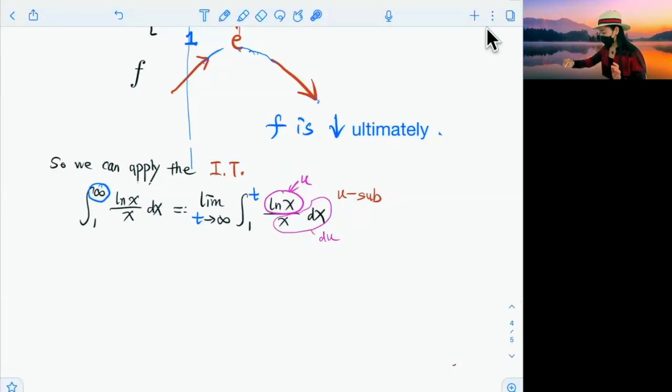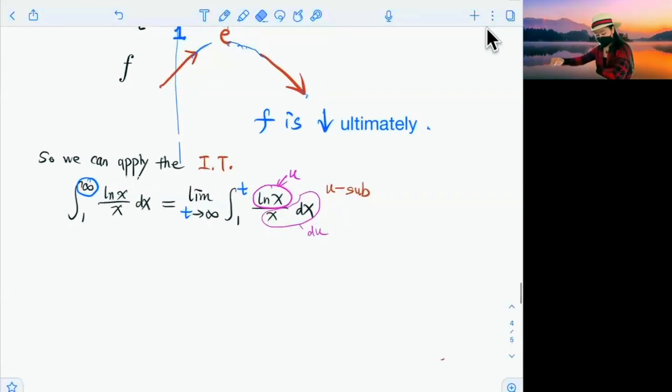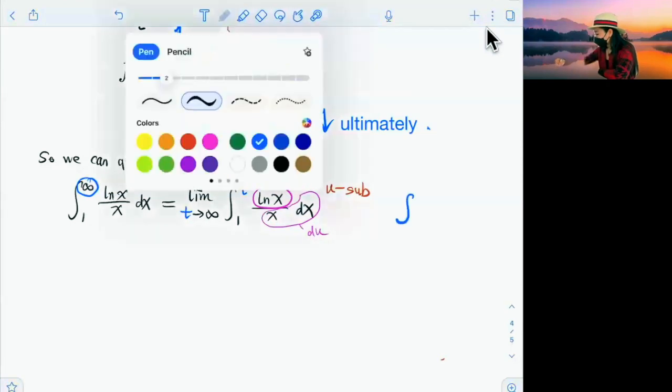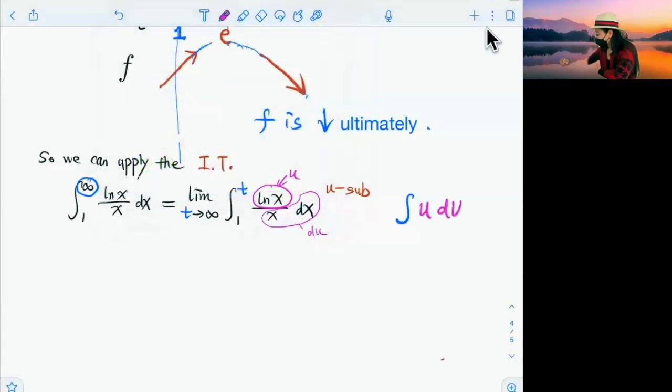Now, you're looking at this. Can you tell me what the antiderivative is? What's the antiderivative of u with respect to u? u squared over 2. Okay, so I'm talking about this, so let me write it down. To get the antiderivative of u with respect to u, we get u squared over 2, right? And what's u over here? ln x. So it's ln of x squared over 2, right?